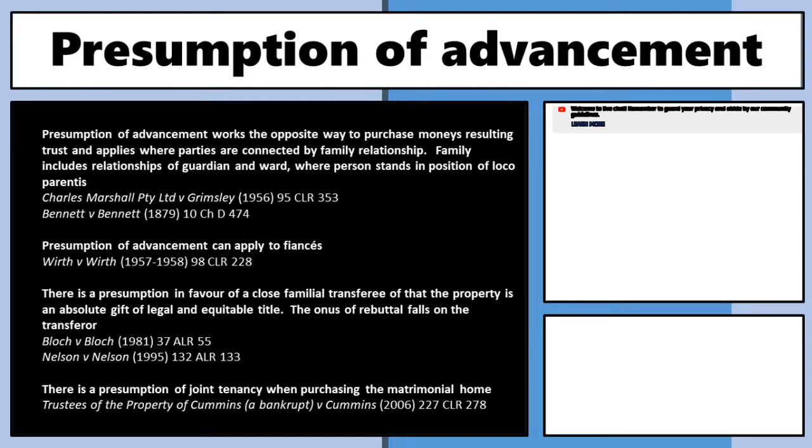It was a very large amount of tax that was outstanding, and so Mr. Cummins was made bankrupt. And the reason why this went all the way, again, to the High Court here, was these presumptions, this idea of having a presumption when purchasing the marital home. There are these presumptions that when you purchase the marital home, it's done as joint tenants.